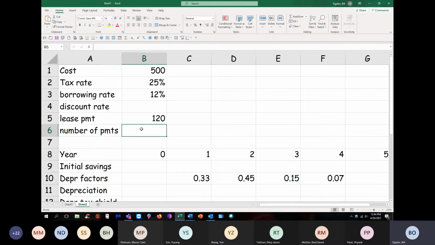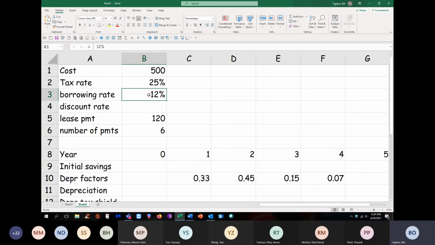This will be a 6-payment lease. All right, I think that's what we need to know. We need a discount rate, and the discount rate is always the after-tax cost of an equivalent loan. So in other words, you have to convert the borrowing rate to an after-tax rate.